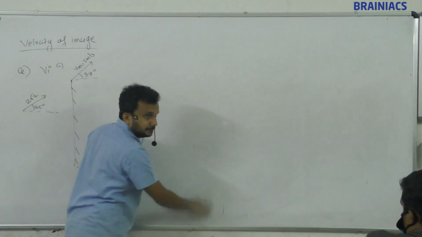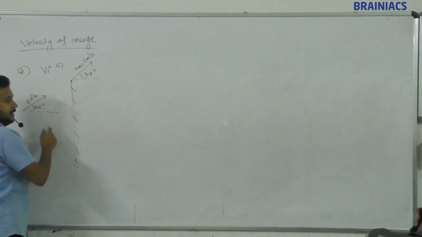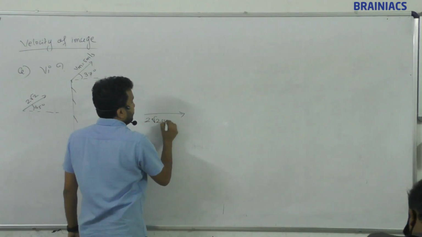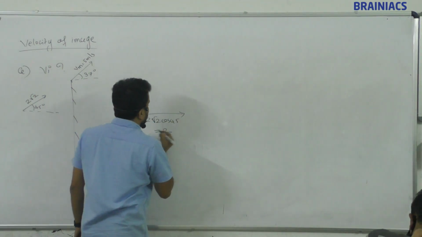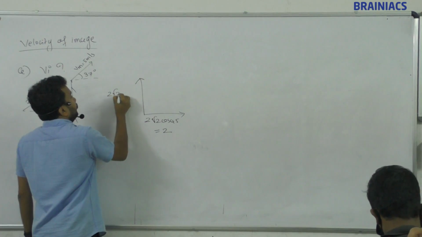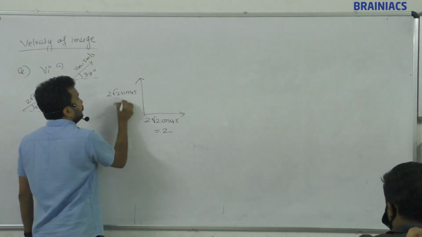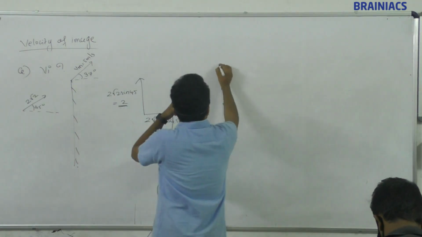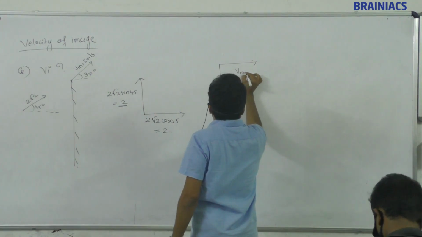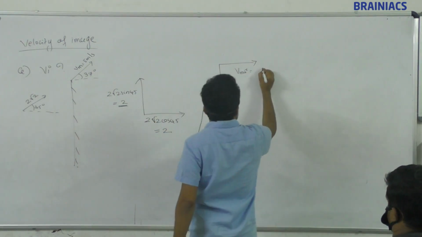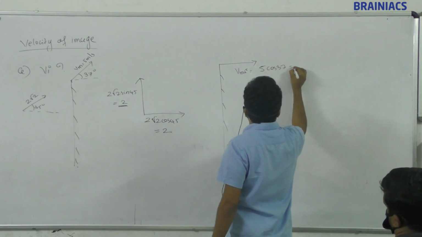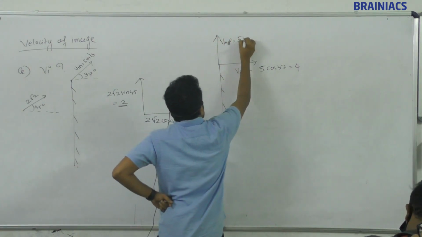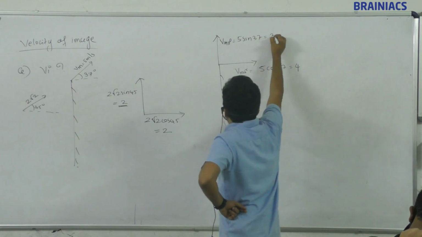So this answer: the object will split into 2 components. 2 root 2 cos 45 is equal to 2. 2 root 2 sin 45 is equal to 2. Mirror is split into 2 components, horizontal and vertical. Mirror perpendicular is equal to 5 cos 37, which is equal to 4. Mirror parallel equal to 5 sin 37 is equal to 3.